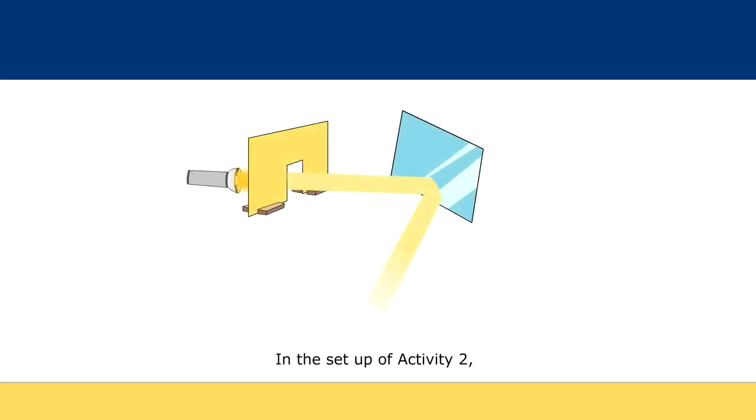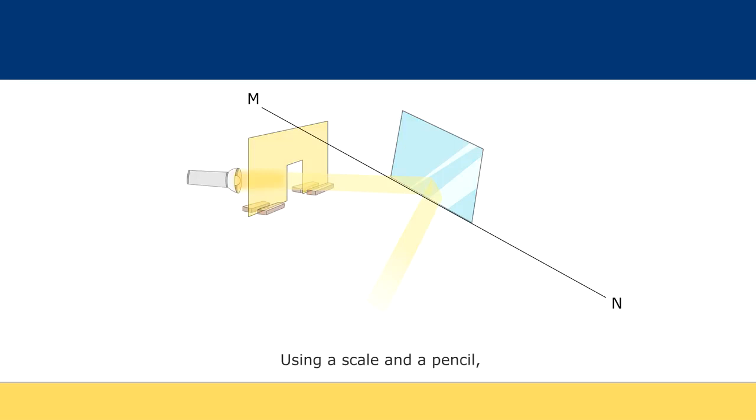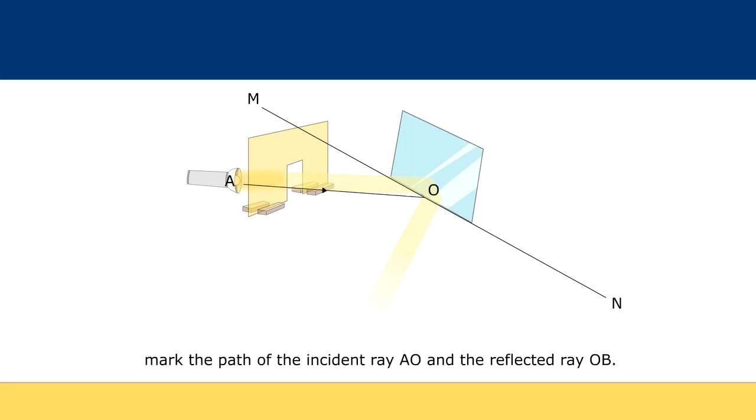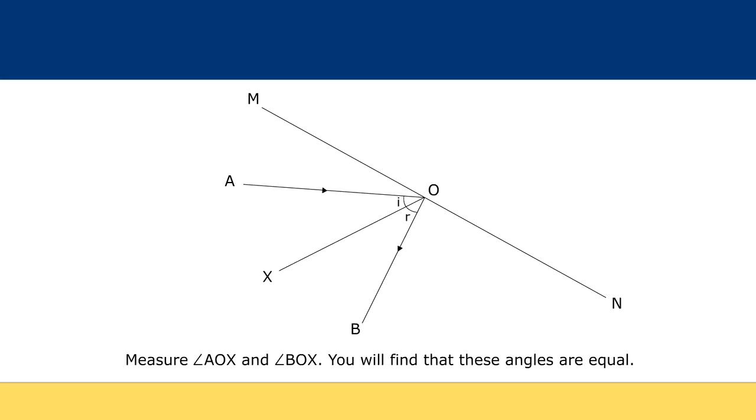In the setup of activity 2, mark the position of the mirror as MN with a straight line. Using a scale and pencil, mark the path of the incident ray AO and the reflected ray OB. At O, called the point of incidence, draw a line OX perpendicular to MN. This is called the normal at the point of incidence. Measure angle AOX and BOX. You will find that these angles are equal.